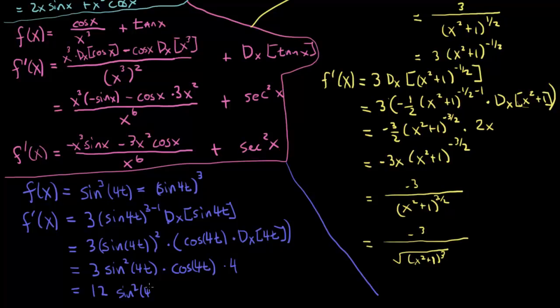Sine squared of 4t times cosine of 4t. And there we are. But notice it took 2 applications of the chain rule. And that happens a lot of times. You take a derivative, and because of how you have a composition structure, you have to use the chain rule twice. Okay? Let's see here.